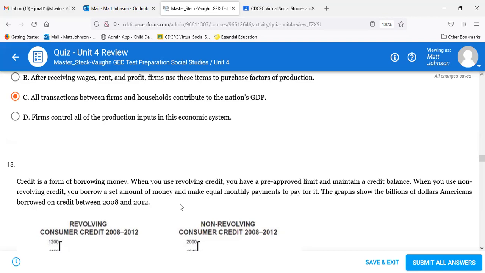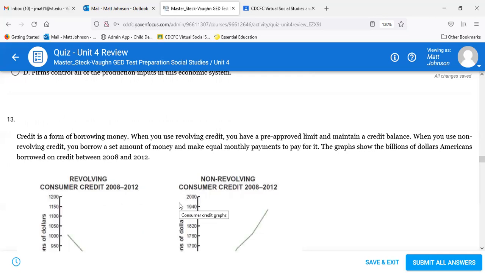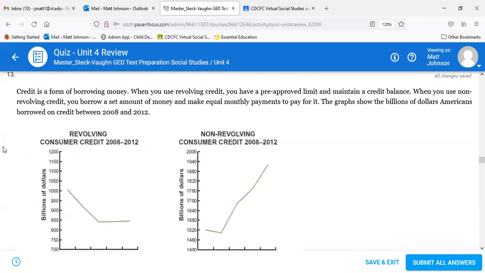When you use non-revolving credit, you borrow a set amount of money and make equal monthly payments to pay for it. So things like a car loan or your mortgage, right? It has a start and a finish, non-revolving. So the graph showed the billions of dollars Americans borrowed on credit between 2008 and 2012.